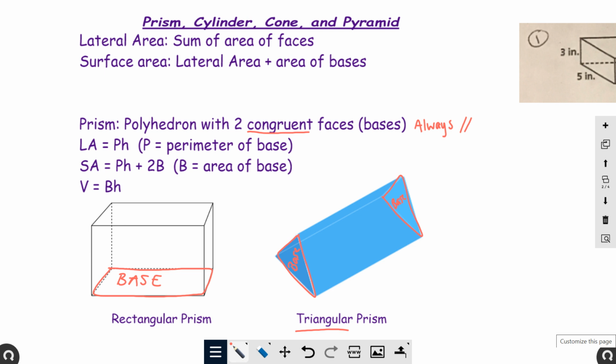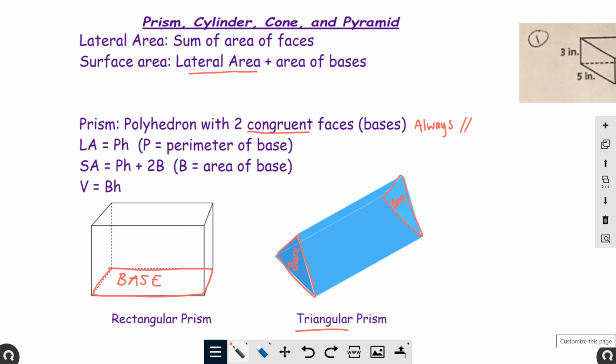These are the formulas that you need to know. Lateral area is the perimeter of the base times the height, so PH. Surface area is PH, which is our lateral area, plus 2B, where 2 is 2 bases, and B is the area of that base. Now, if your base is a rectangle, how do you find the area of a rectangle?